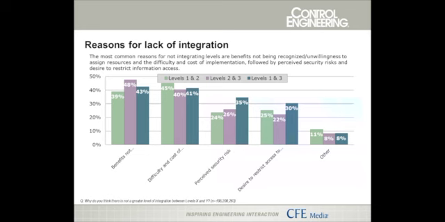Major reasons for lack of integration are that benefits are unrecognized and an unwillingness to assign appropriate resources, closely followed by difficulty and cost of implementation. Perceived security risk was the largest obstacle for lack of integration between levels 1 and 3, more than 1/3 of respondents. Desire to restrict access, also related to security, was next.